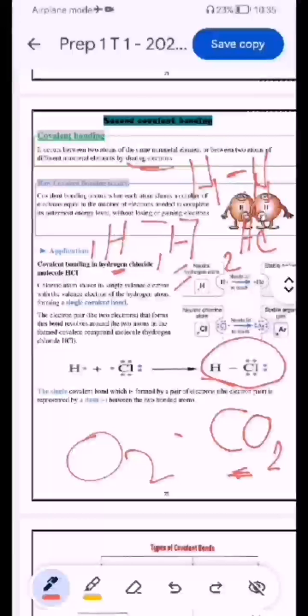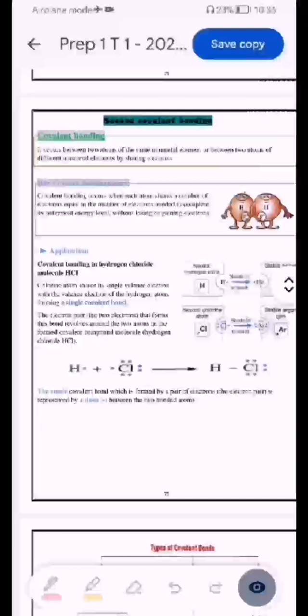Okay? So now what happened? Both atoms shared their unpaired valence electron. And we said the covalent bond is represented by a dash. This dash means a pair of electrons: one electron from Cl and the other electron from H, hydrogen. Okay?